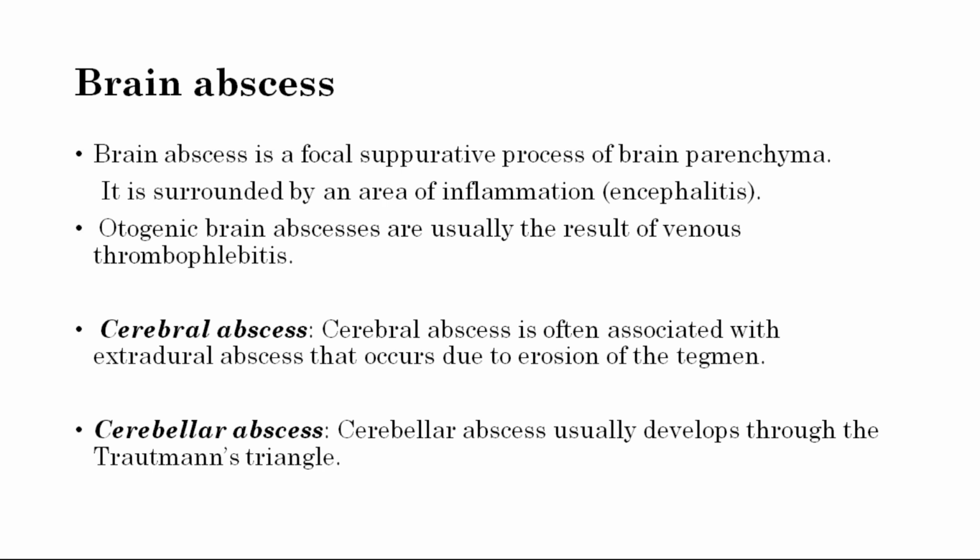So you have the outer bone, you have the periosteum, and then you have the bone, then you have the dura, then you have the subdural space, and then you have the pia and the arachnoid, and then you have the subarachnoid space, and then you have the brain parenchyma. So many layers are there. So the disease has to reach all these layers to reach the brain.